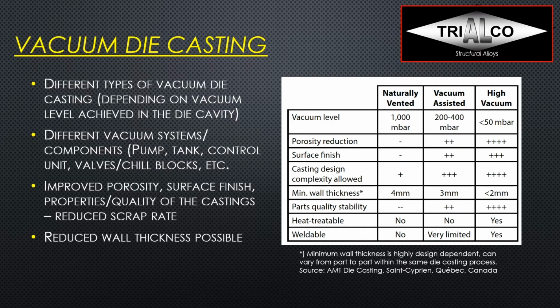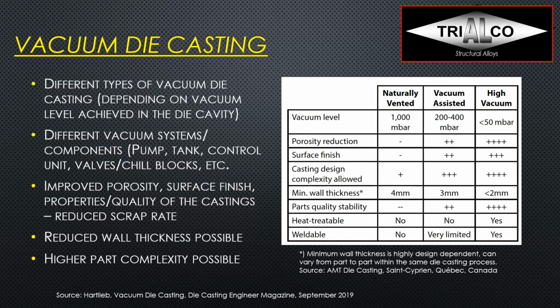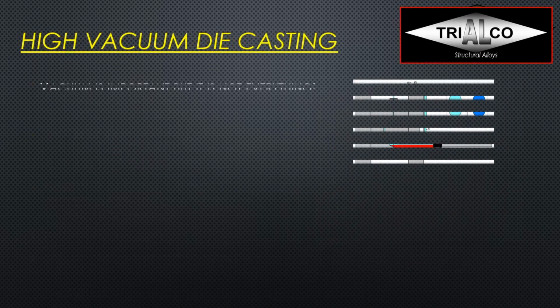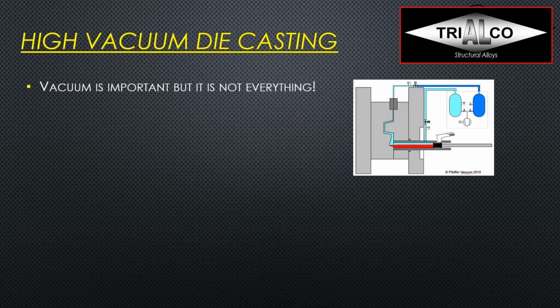A reduced wall thickness can also take more weight out of the castings, which is why a lot of body structure parts are made in this process. And it also allows higher part complexity, which is another reason why it is used for body structure parts. If you look at the high vacuum die casting process, the vacuum is very important.